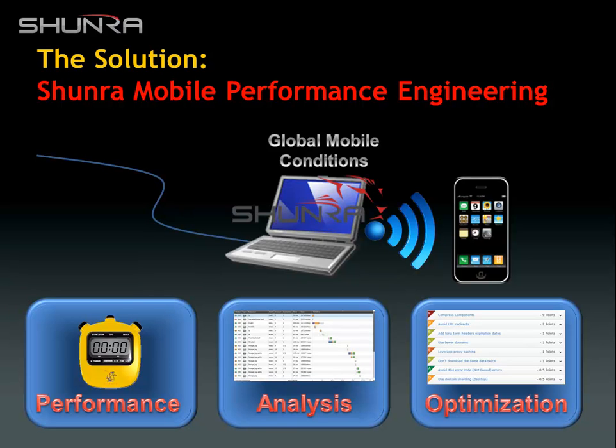Shunra's comprehensive test enablement framework will then allow you to measure and verify the actual performance of mobile websites and apps, as well as optionally providing detailed network analysis of the communications between mobile device and servers, and delivering an extensive set of automated optimization and remediation recommendations for each step in tested user journeys.